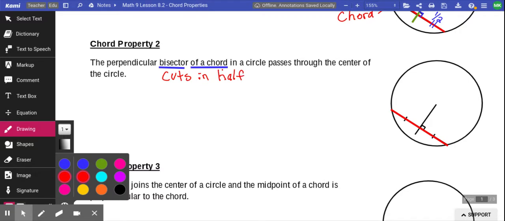So if I have a chord and I have cut it in half, that means that other line cuts it in half and creates a 90 degree angle. It has to be perpendicular. That's important. So it cuts at 90 degrees. That line must be going through the center. So even though this question never said it was going through the center, they never labeled it, it must be the center. That's the only way you possibly could have cut a chord perfectly in half and had 90 degrees.